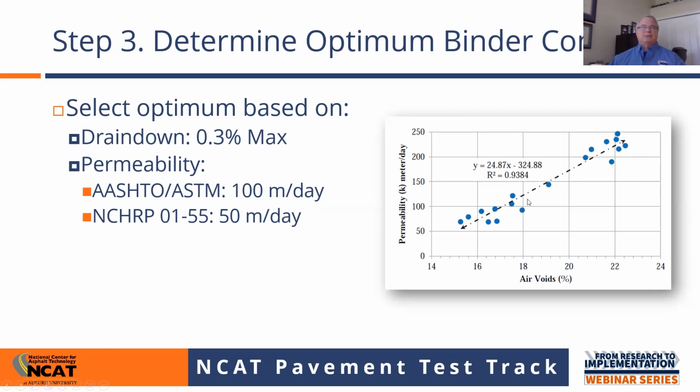Unfortunately, as you get higher up on the air voids, you start seeing an increase in the durability of the mixture. So some of these were poor performing pavements, whereas these were a little bit better. So anyway, NCHRP recommended 1-55, which is what we would agree with as well.